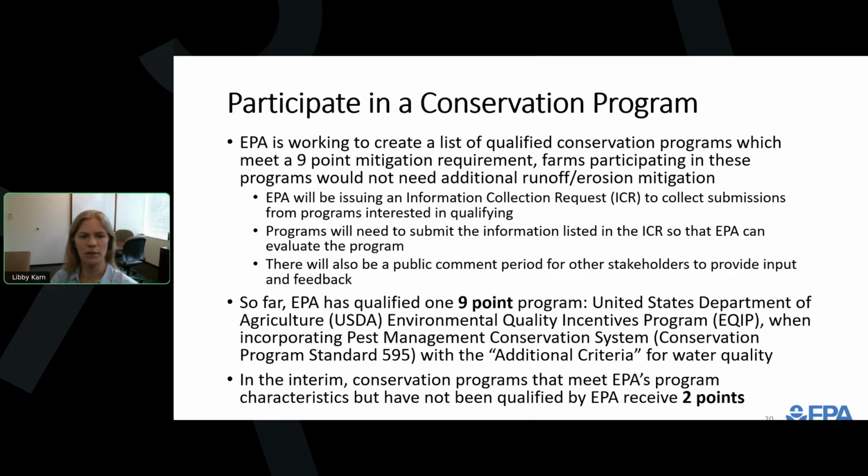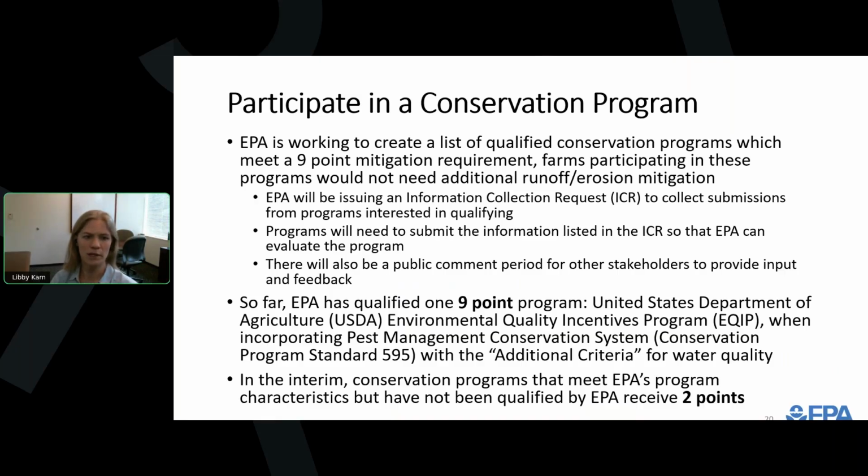EPA plans to work with federal, state, and local stakeholders to identify programs that may qualify for this list, and is developing a process for evaluating these programs. This will involve an information collection request, so that programs that are interested in being on the list of qualified programs can submit their information to EPA so that they can be qualified. This process will also involve public comment periods, so there will be opportunity for more stakeholder feedback.